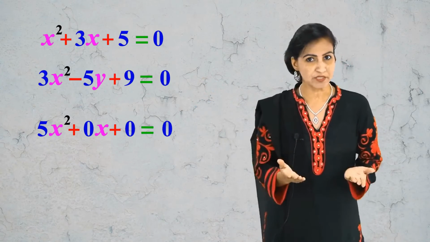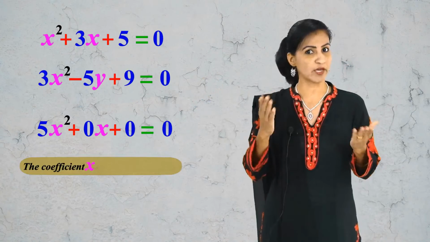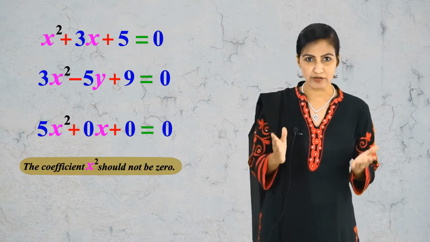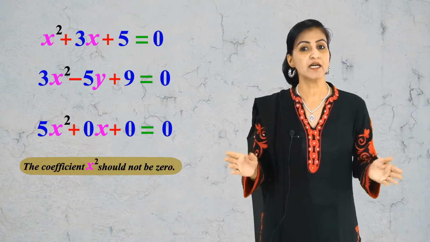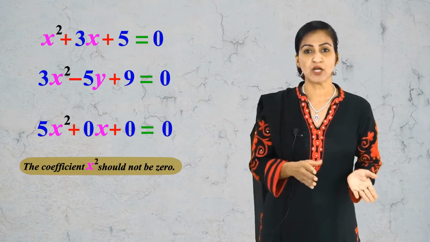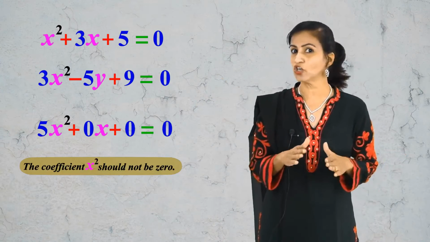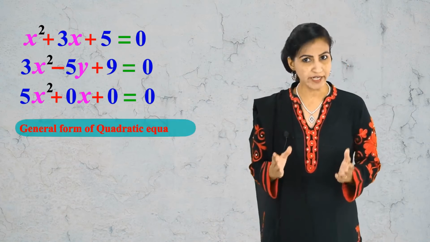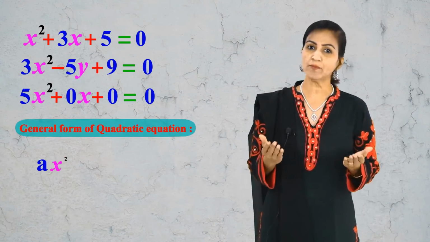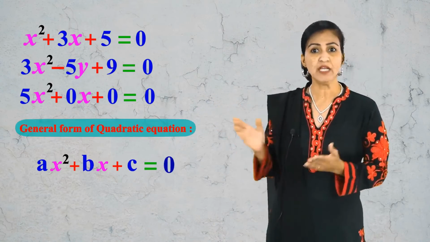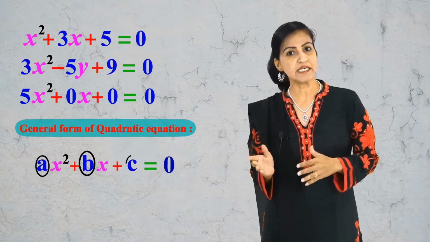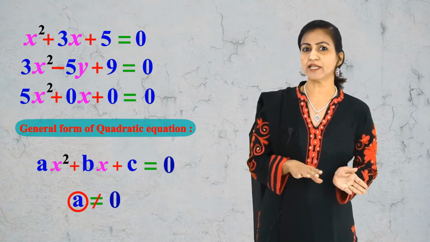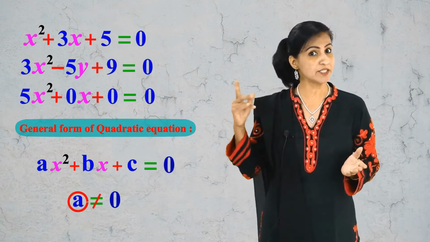We have to remember that the coefficient of x square should not be 0, because if it is 0, then the quadratic equation will be meaningless. The other variables can be 0, but the coefficient of x square should not be 0. Now students, the general form of a quadratic equation is ax square plus bx plus c is equal to 0. Here a, b, c are real numbers and a should not be 0. Remember that a is any number other than 0.